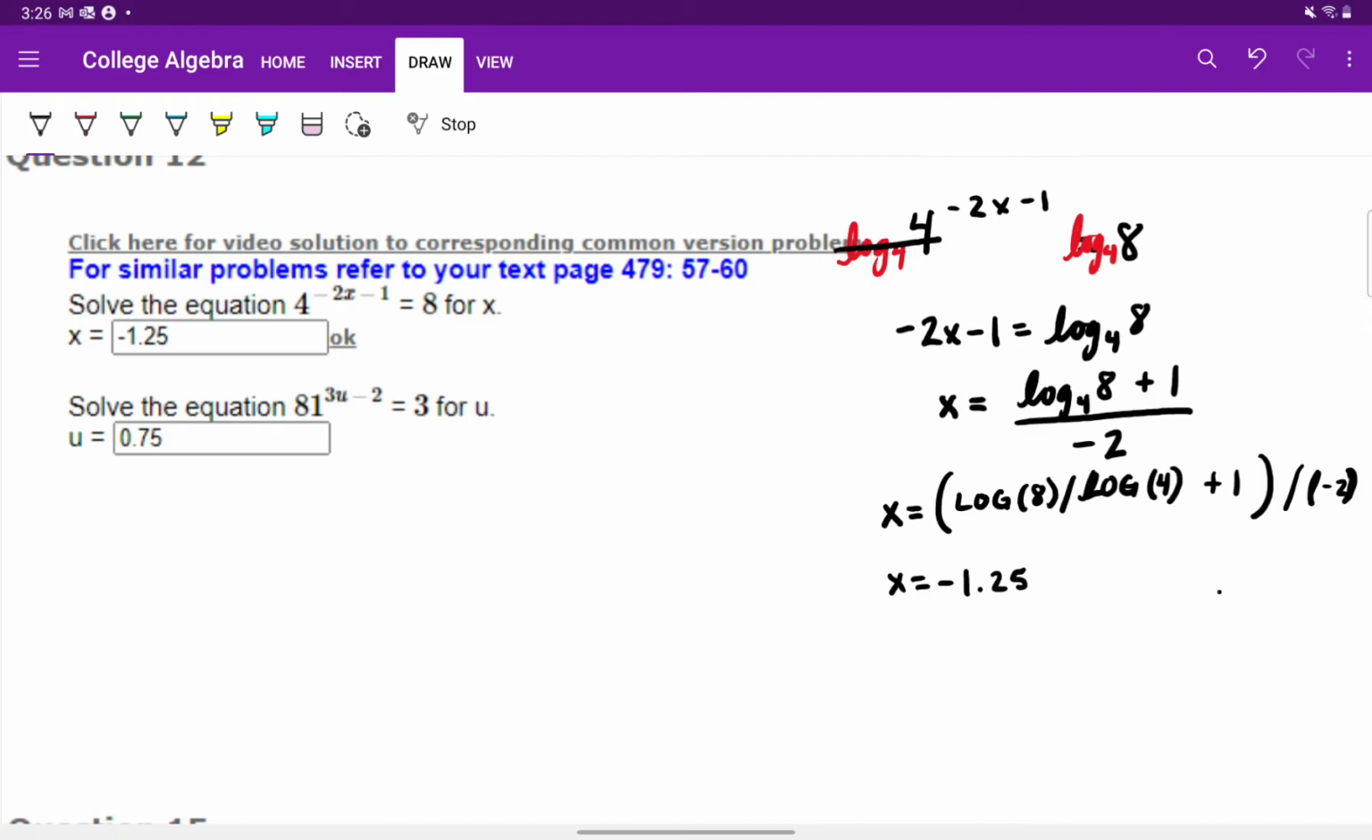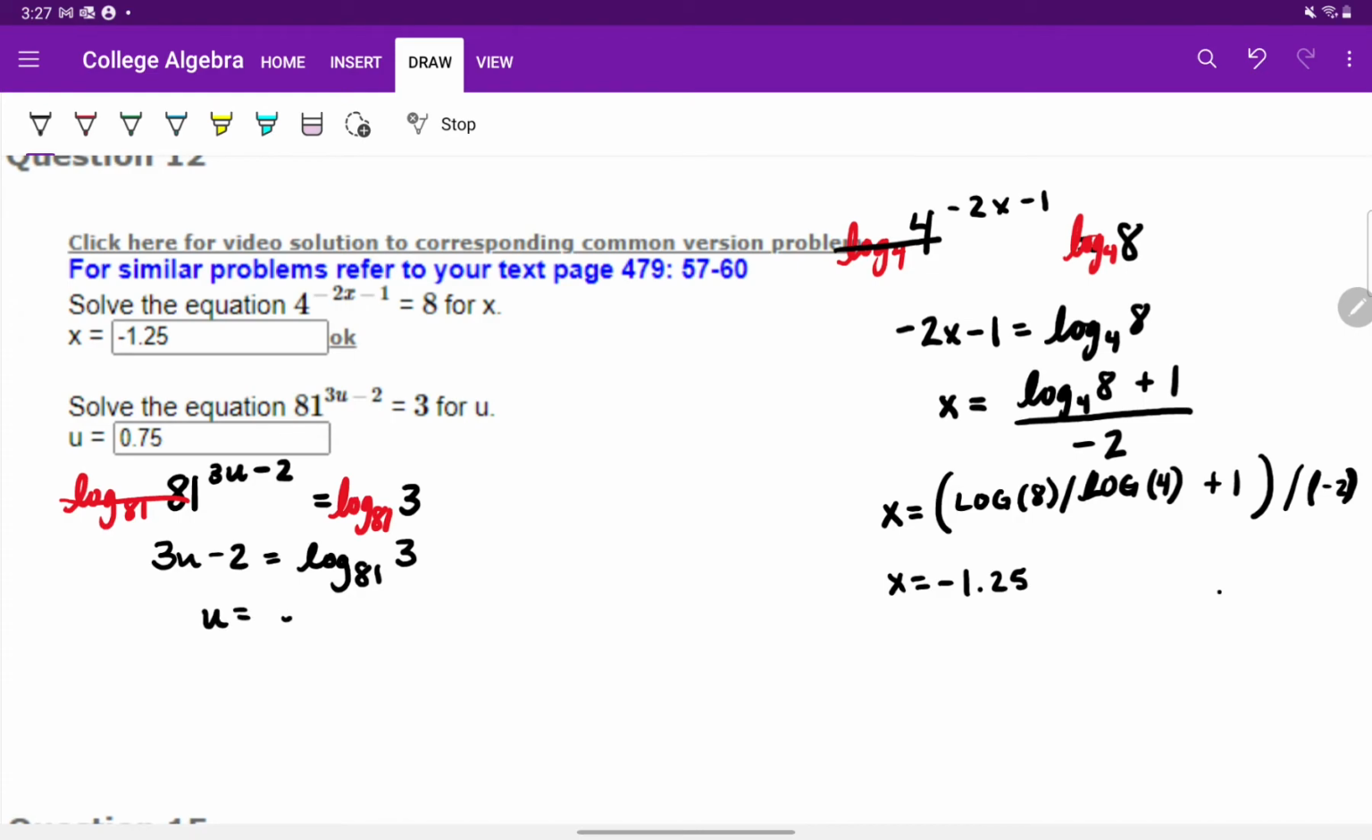For the next half of this question, we want to find u when we're given 81 to the power of 3u minus 2 is equal to 3. So first we have to take the log base 81 of both sides. That's a big number. And that will cancel out with this 81, leaving us on the left with just 3u minus 2. And on the right, we'll have log base 81 of 3. To get the u completely by itself, we add 2 to both sides, and then we divide both sides by 3. So we get u equals log base 81 of 3 plus 2 divided by 3.